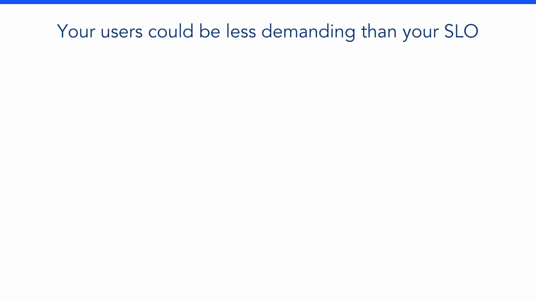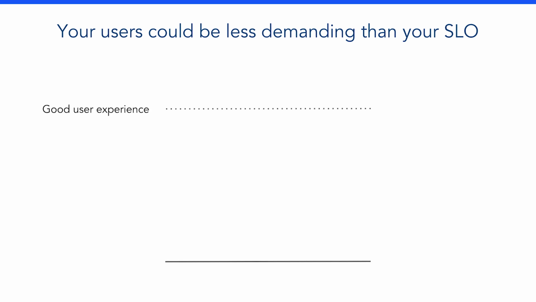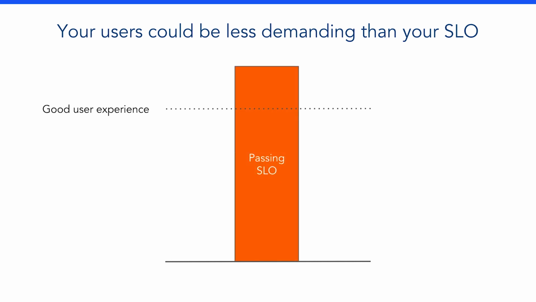You could also have the situation that your users could be less demanding than your service level objective. You might have a good user experience that's about here, but because you're always trying to be harder, better, faster, stronger, you might need to get all the way up here to pass the SLO. And that could be good in some ways, but then you've got this big waste here. You're actually overshooting what you need to do to provide a satisfactory user experience.